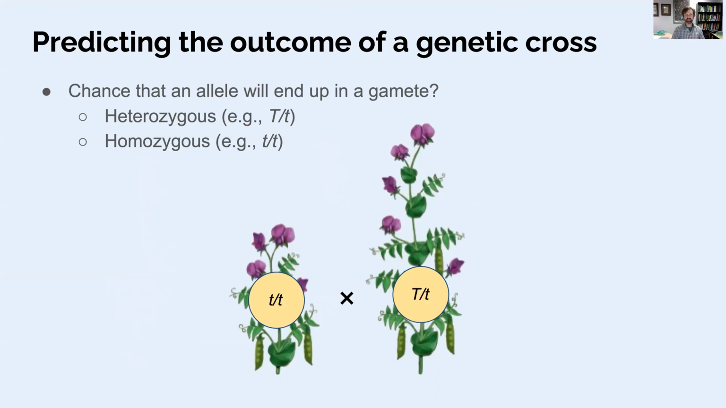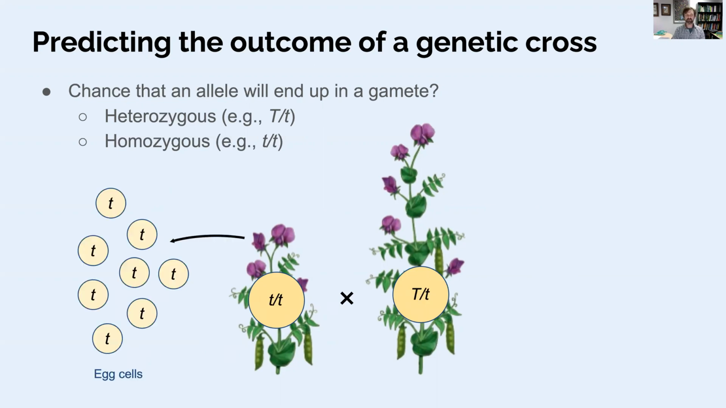So let's say we take a dwarf individual here and a heterozygous tall individual with their genotypes as shown. We could take their diploid genotypes and figure out what their gametes, the haploid gametes, would look like. So whether that individual is homozygous or heterozygous is going to influence what kinds of gametes it can make, how many unique kinds of gametes it could make.